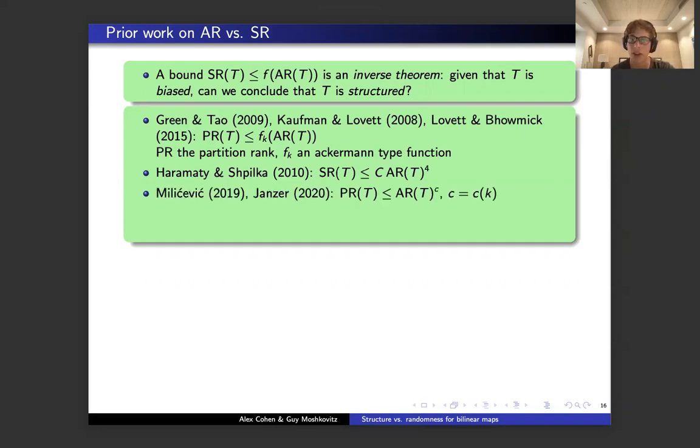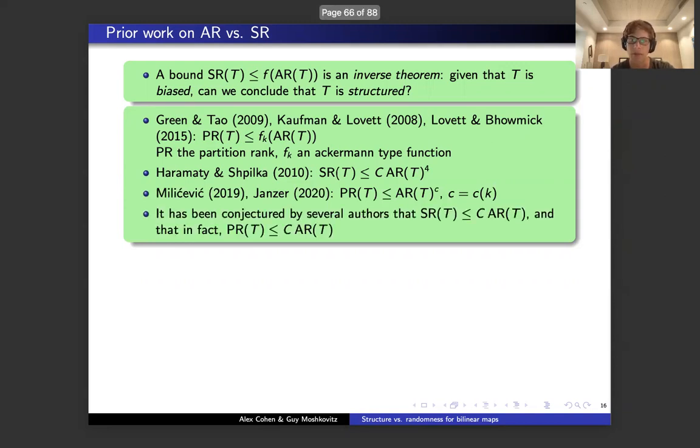Later work by Milosevich and Janzer extended this result to apply to partition rank. So it extended it to higher order tensors. But it's been conjectured by several authors that slice rank is not only bounded by a polynomial function of analytic rank, but is in fact bounded by a linear function of analytic rank.